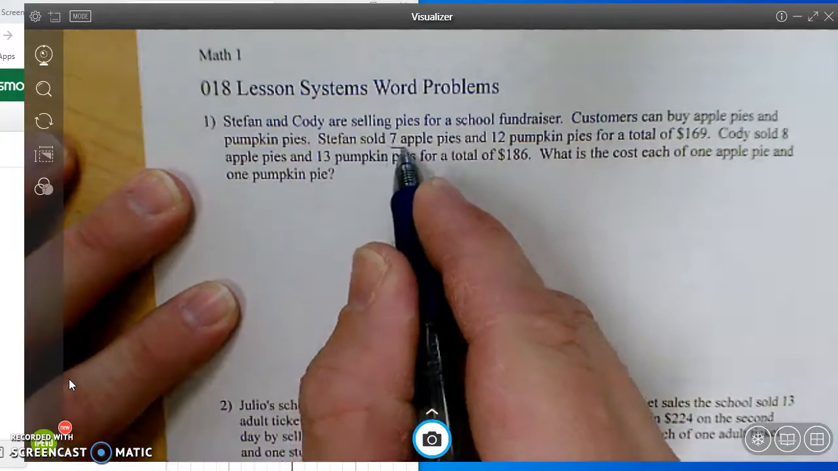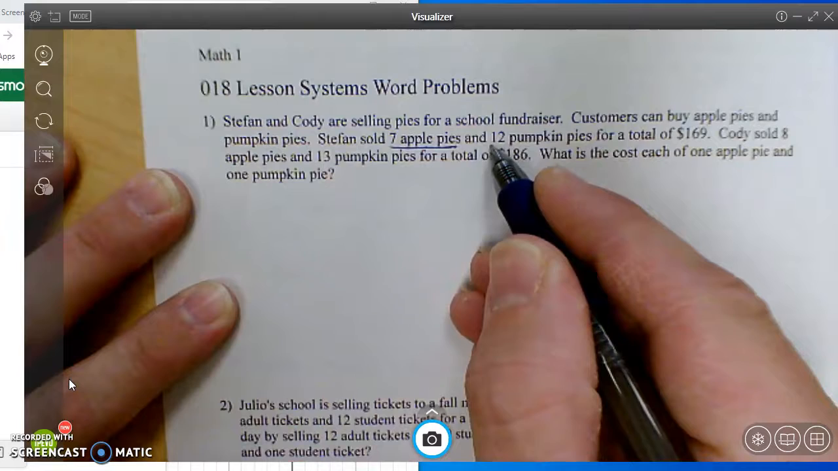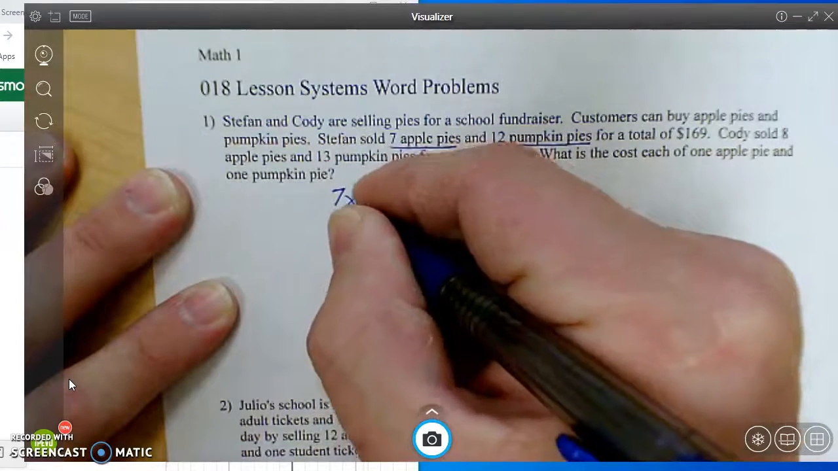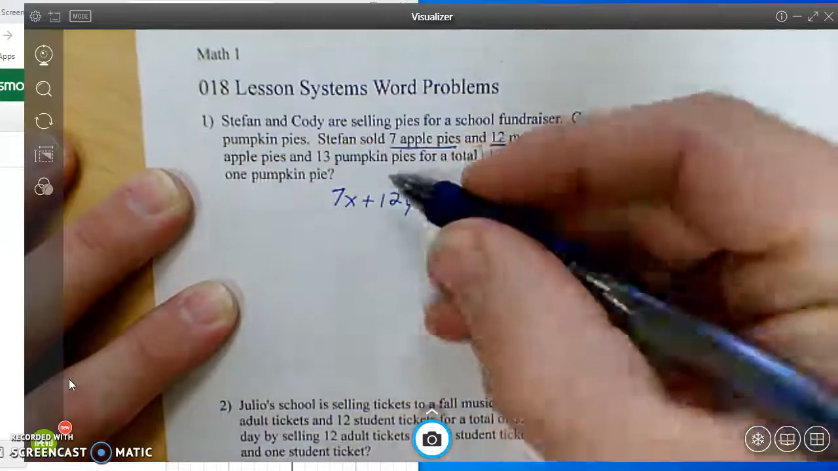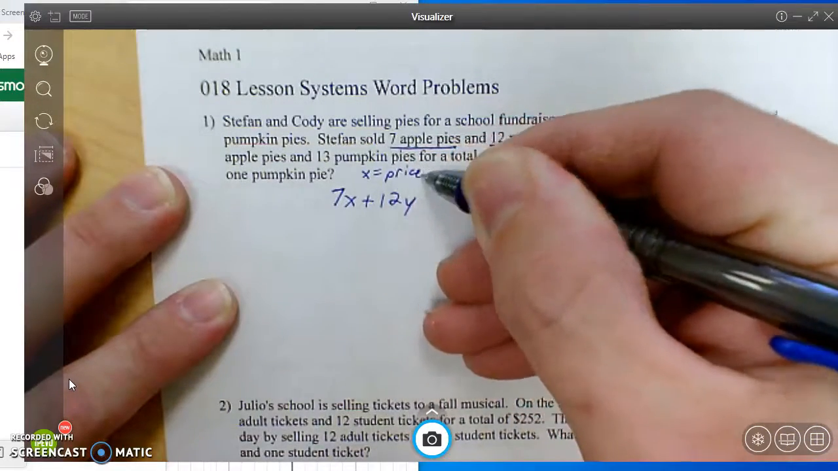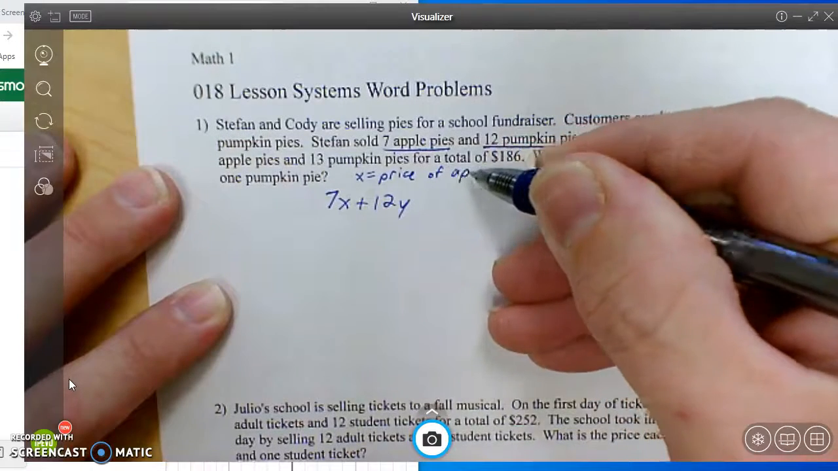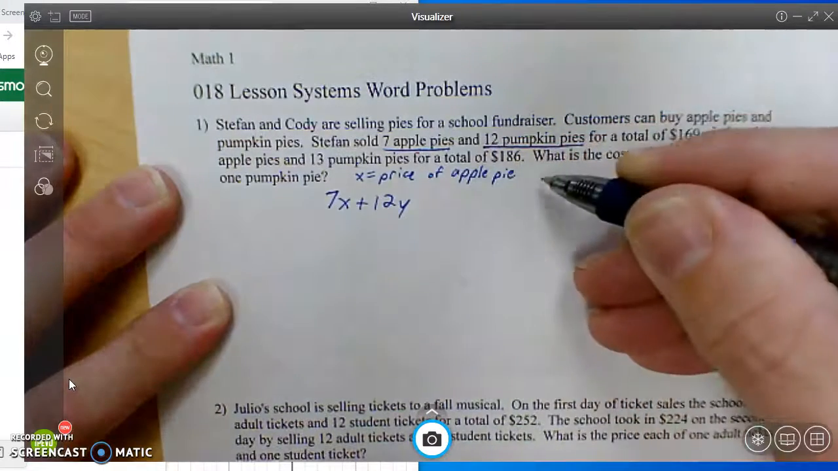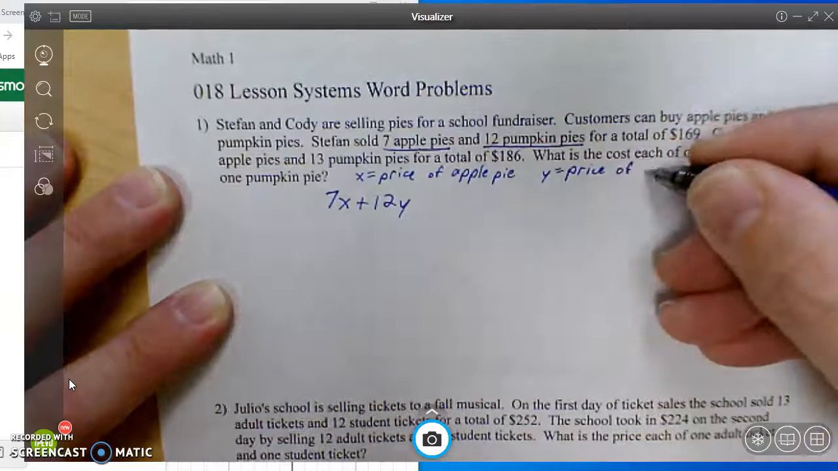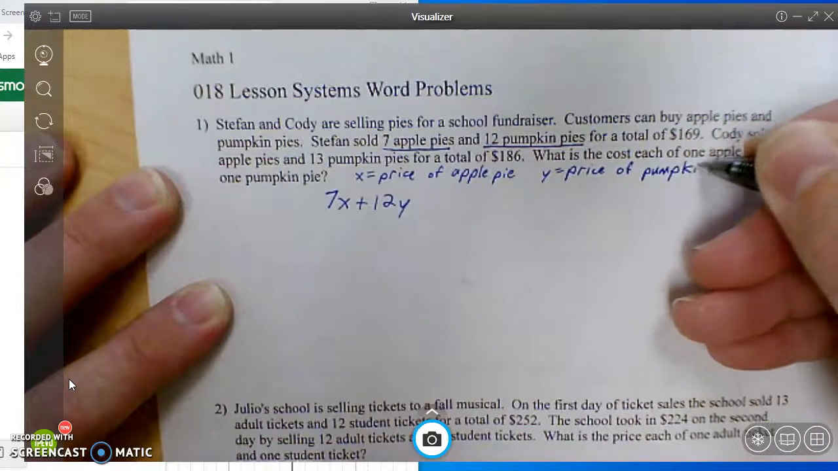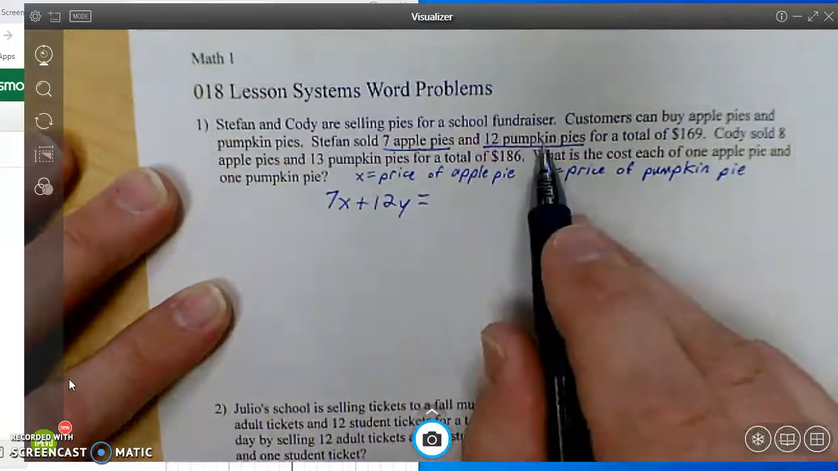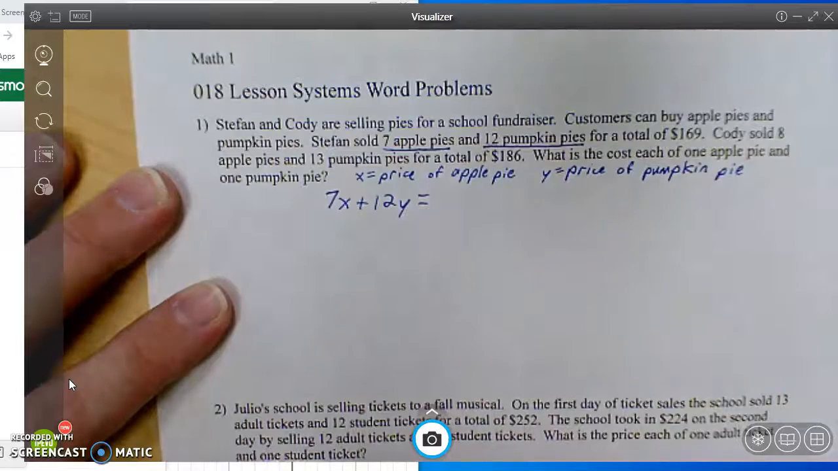Now, what I'm going to consider is 2 separate equations. One where I'm going to consider 7 apple pies and 12 pumpkin pies. So I'm going to consider that 7x plus 12y. Just going to make myself a quick note at the top here that I'm considering x to be the price of an apple pie, and that I'm considering y to be the price of a pumpkin pie. Now, I know that when I bought 7 apple pies and 12 pumpkin pies, it did cost a total of $169.